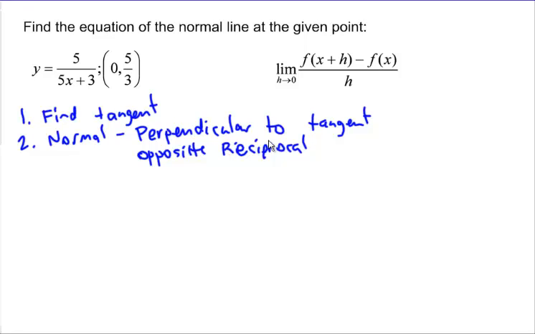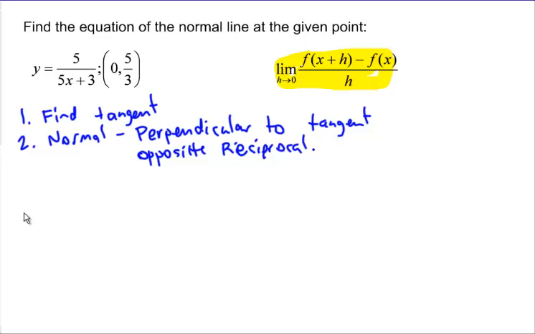What we'll need to do is use our limit rule. We'll use our limit rule to find what the slope of the tangent line is. Once we have found the slope of the tangent line, we'll then use the opposite reciprocal of that, and then we'll use our point.